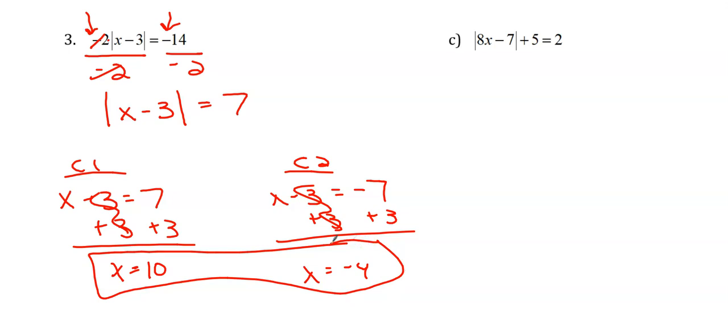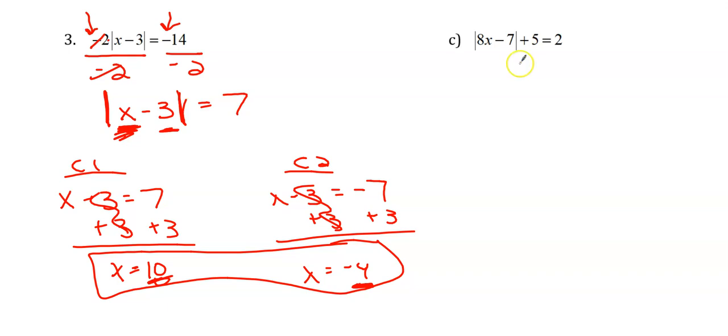And I could go check that. Plug 10 in. 10 minus 3 is 7, and the absolute value of 7 is 7. Negative 4 minus 3 is negative 7, and the absolute value of negative 7 is positive 7. So that one worked. Go ahead and start C, give it a shot, hit pause. Make sure, hint, hint, you get the absolute value by itself first.